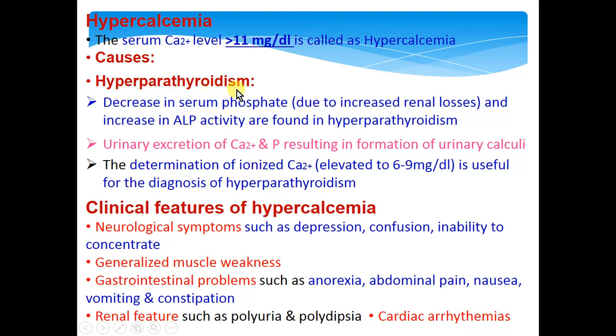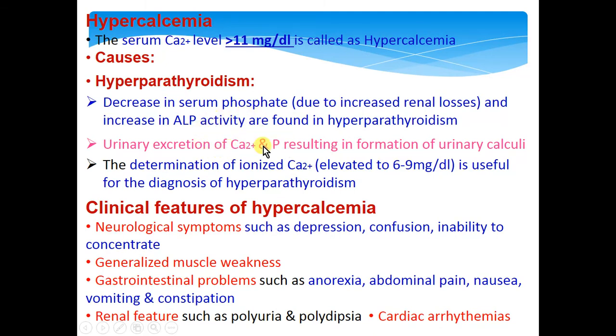Hyperparathyroidism shows decreased serum phosphate due to increased renal loss and increased alkaline phosphatase activity. Why? Because parathyroid hormone has a direct effect on the bone: it decreases mineralization, so it liberates phosphate and calcium. At the same time, in the kidney it increases reabsorption of calcium but increases excretion of phosphate. So in hyperparathyroidism there is decreased phosphate due to increased renal loss, and increased alkaline phosphatase, with decreased bone density or rarefaction of the bone.